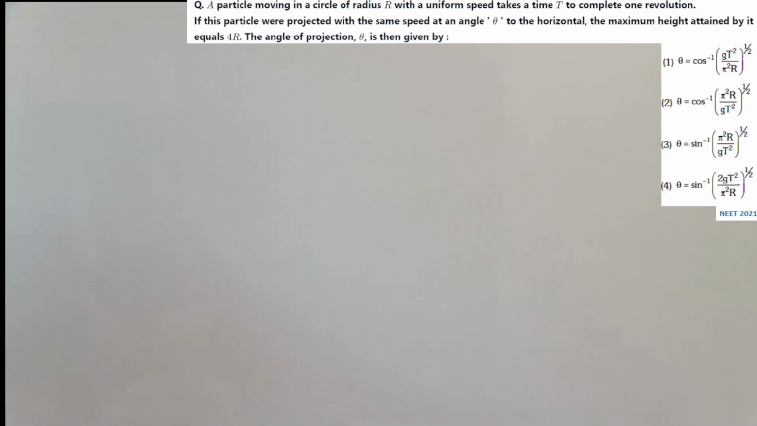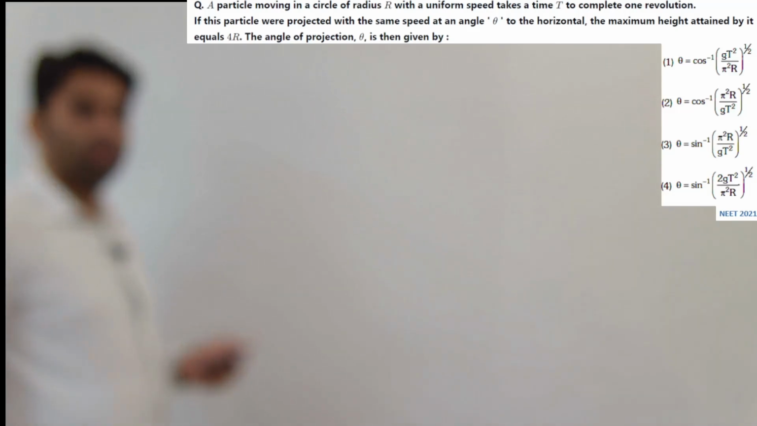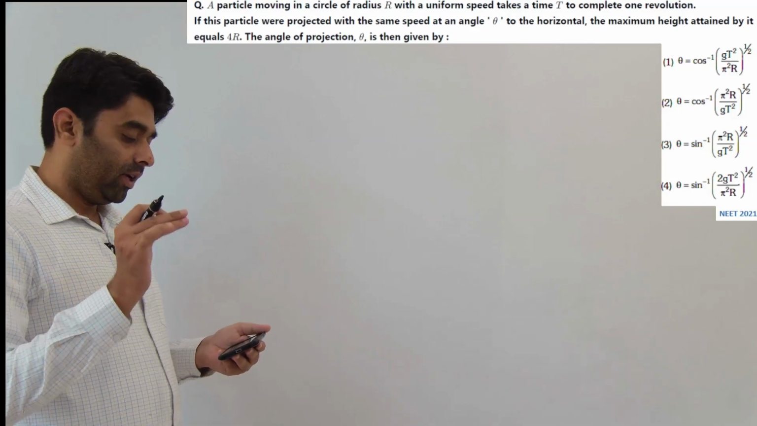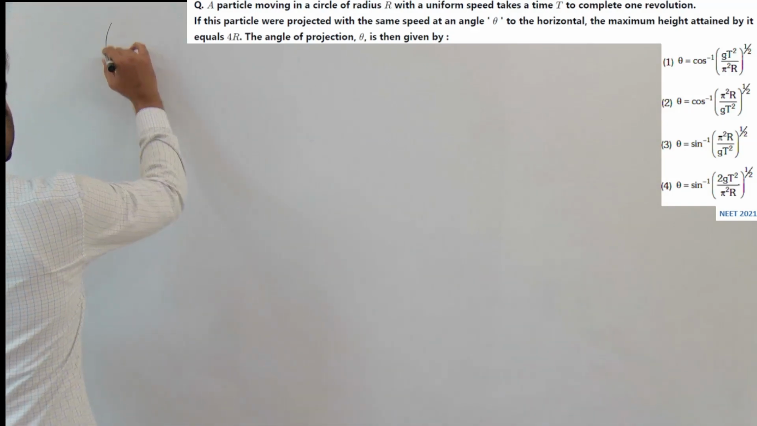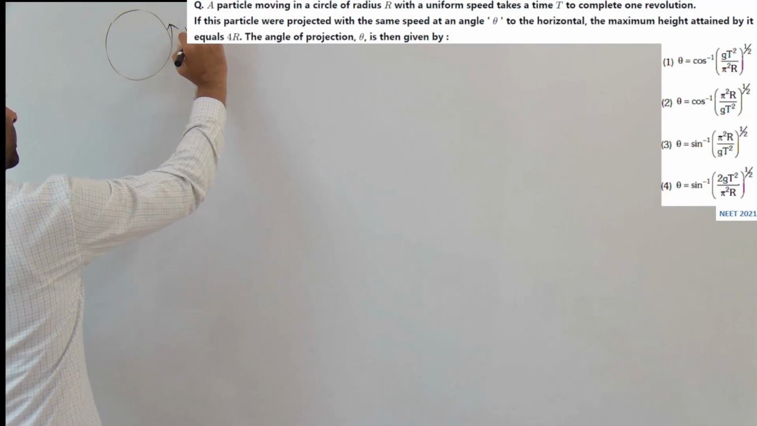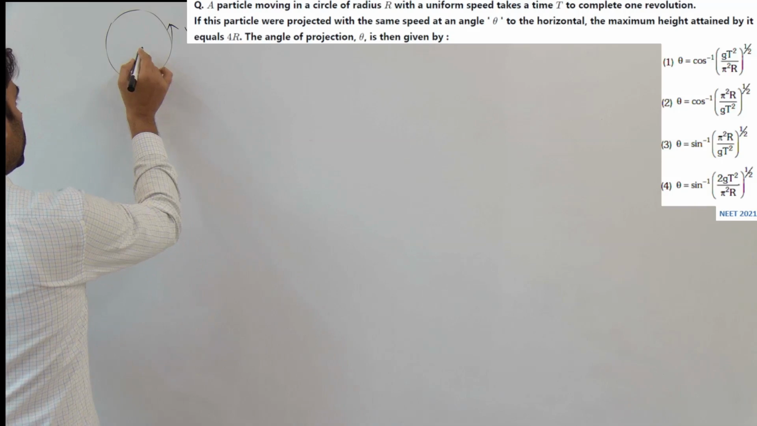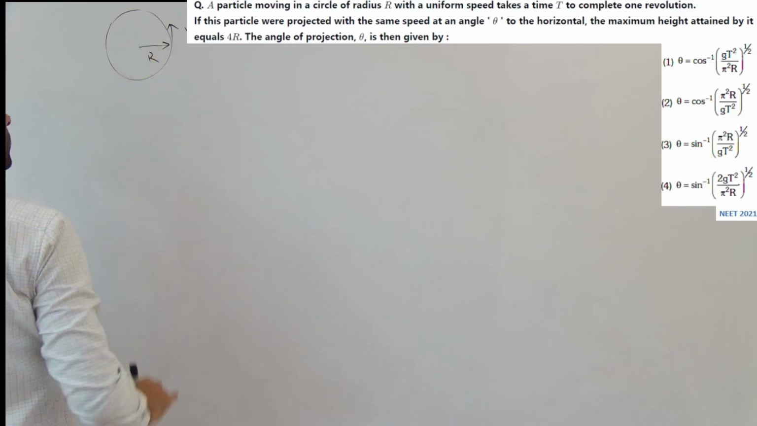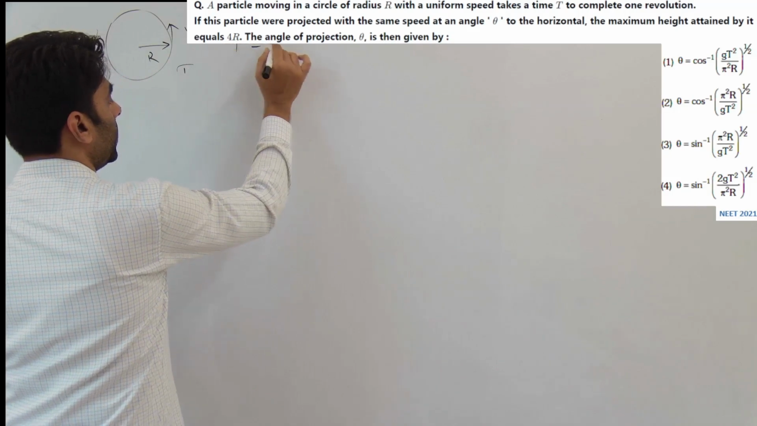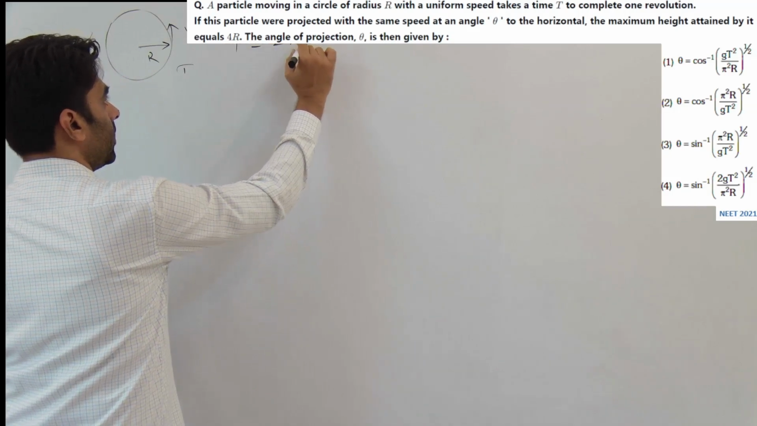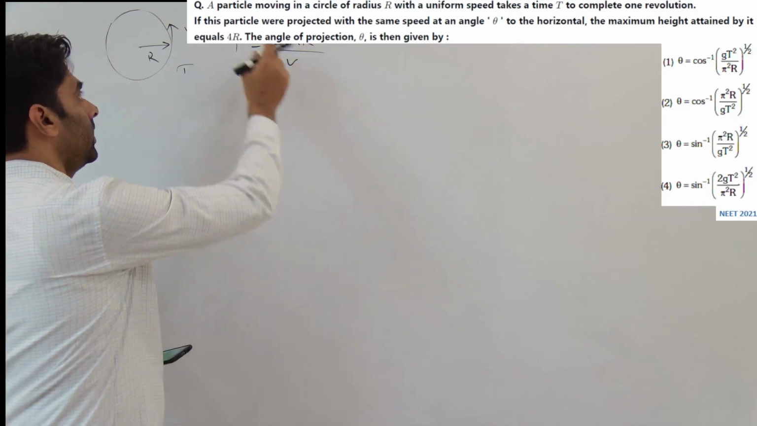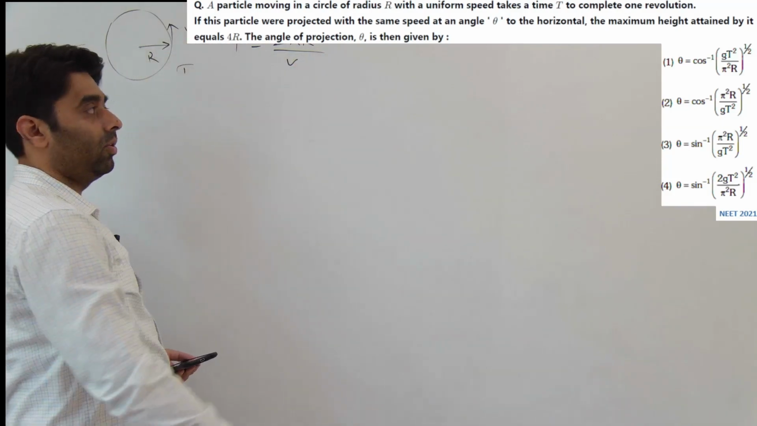So our next question is, a particle moving in a circle of radius r with uniform speed takes a time t to complete one revolution. The speed is not given, so let us take it as v, the radius is r, and the time period is t. So what can we write, beta? Time period can be written as 2 pi r by v. I hope everyone is okay with this. Time period is the circumference divided by the speed.